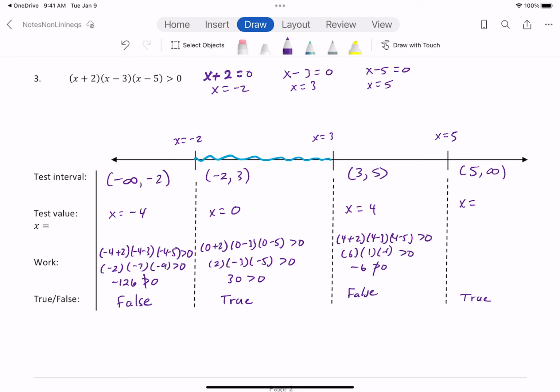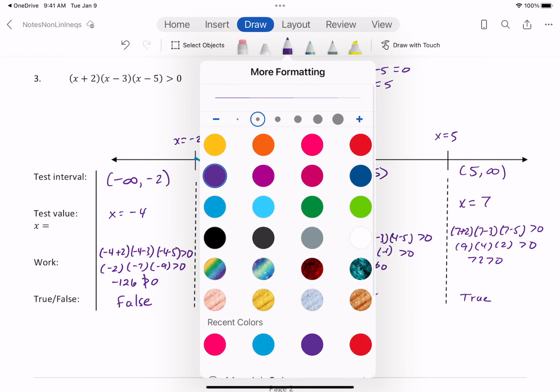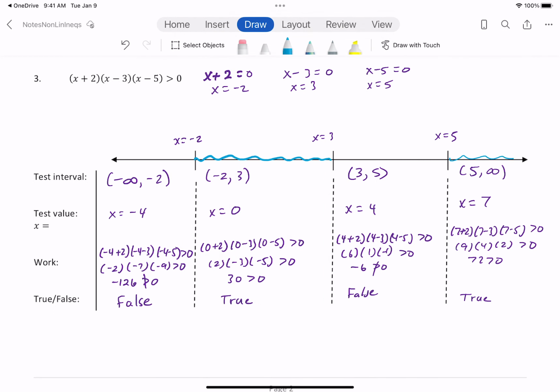So for the last region, I want something bigger than 5. So I chose 7. Of course, you can choose any number that's over there. So if I plug in 7 plus 2, 7 minus 3, 7 minus 5, then I get 9 times 4 times 2. And if I multiply that out, I think I got 72. That is bigger than 0, so we got true like we were expecting. So we're also going to shade the region that is bigger than 5.